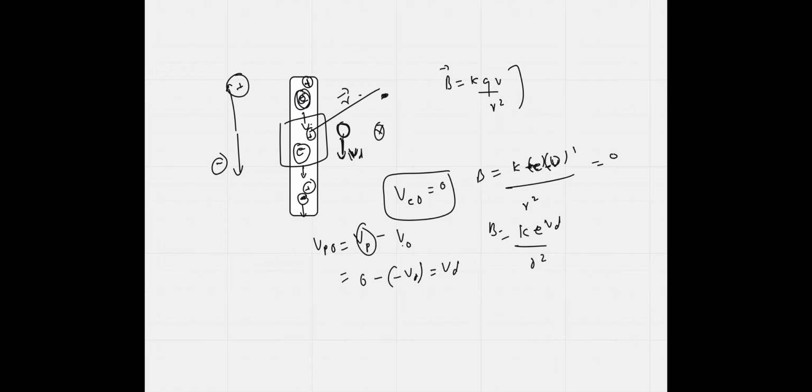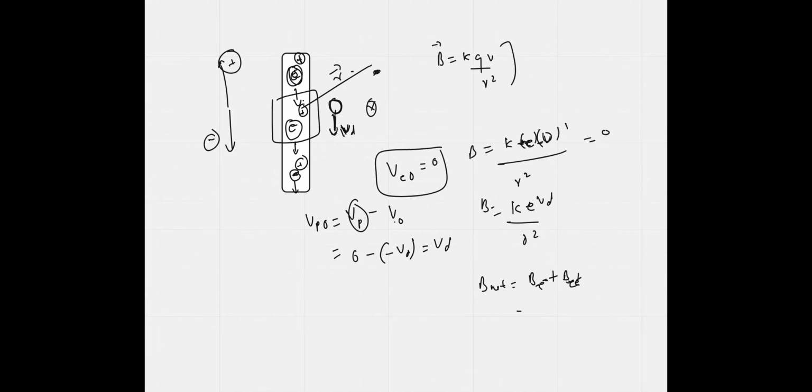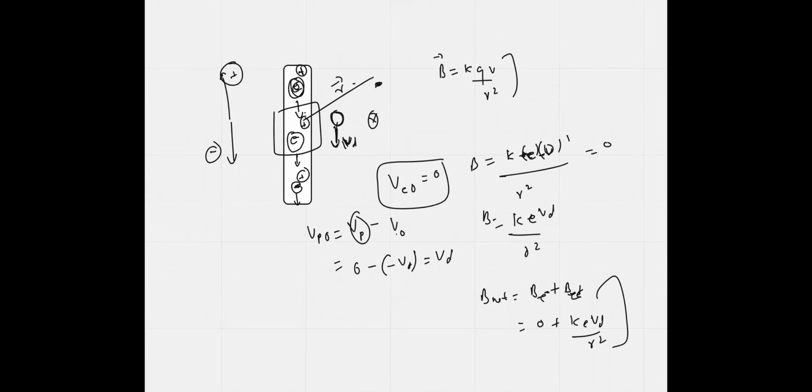Got the answer now. And the net result is nothing but B due to electron plus B due to proton. Positive e, negative e. Here it comes to 0, and here it becomes K e Vd divided by R square. Is it clear now? And now you understood the value.